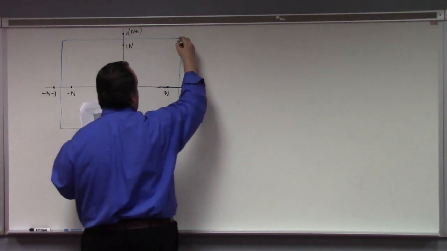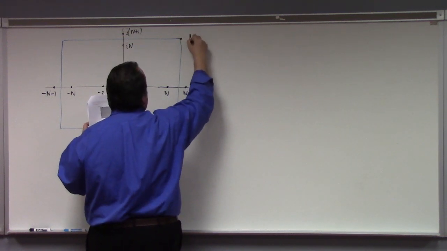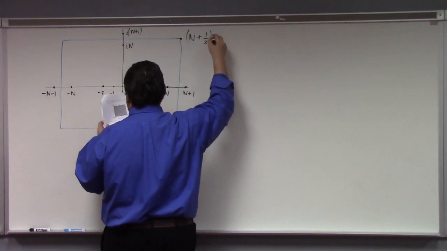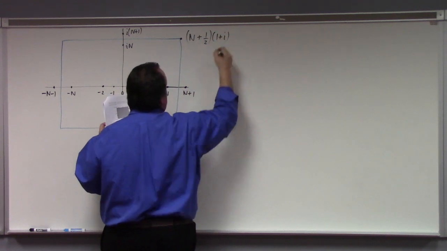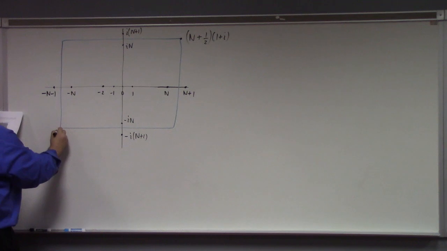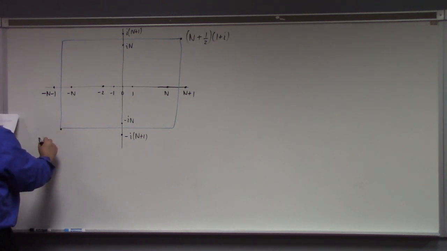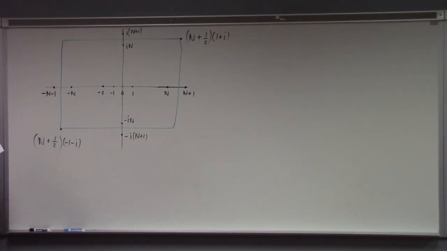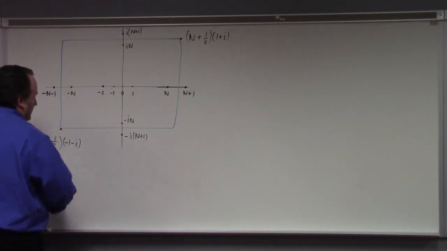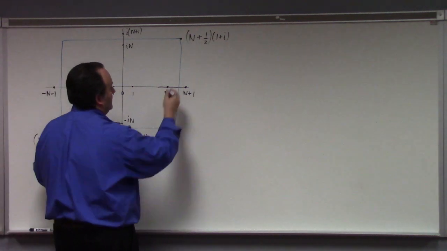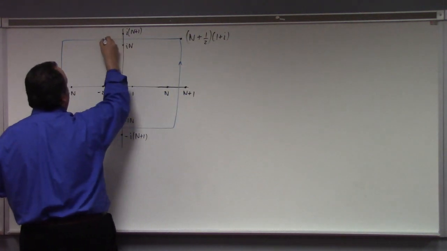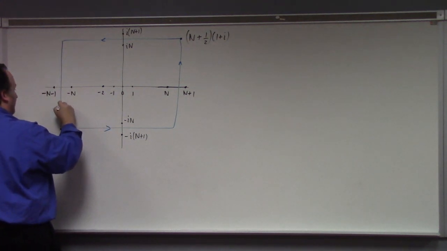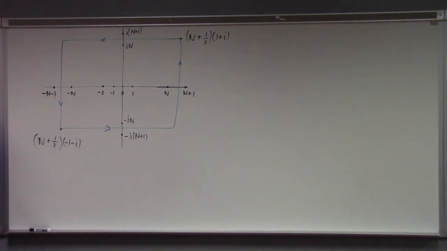Let's see here. I'll just do one of these corners. For instance, that one would be n plus 1/2 times 1 plus i. This one over here, for instance, would be n plus 1/2 times minus 1 minus i, all right? So the idea here is this contour is arranged such that it does what? It captures all of the integers between minus n and plus n, like that. And we're going to make it go counterclockwise like that. That's the curve Cn.